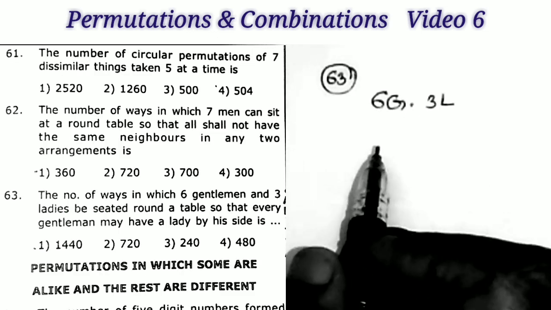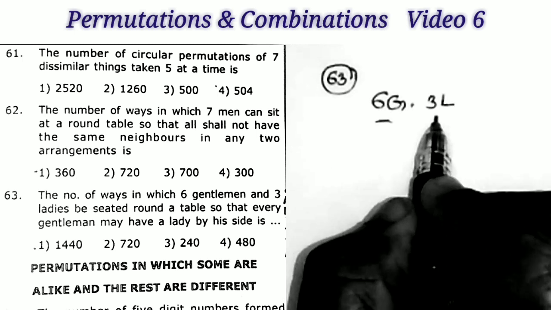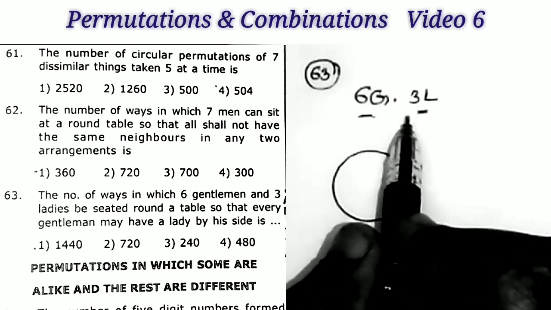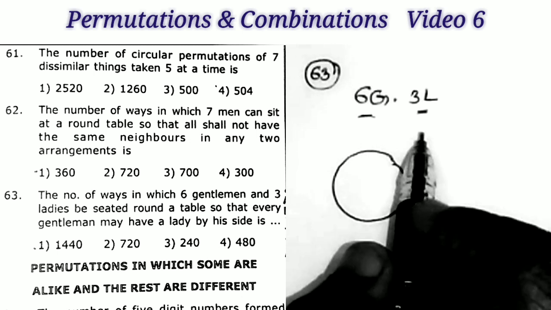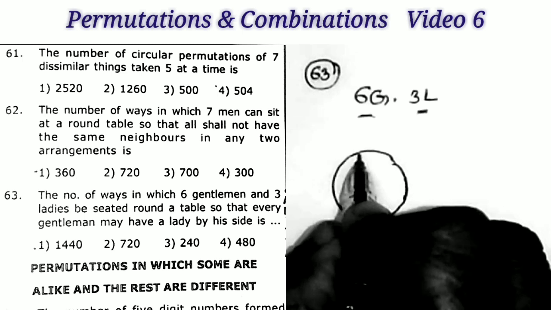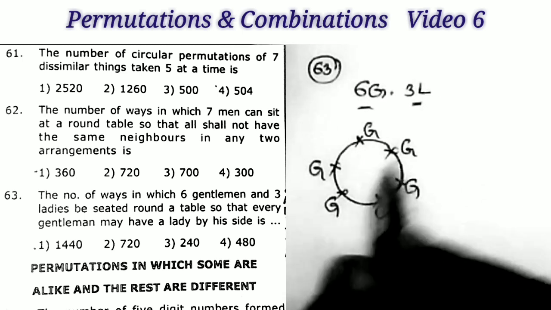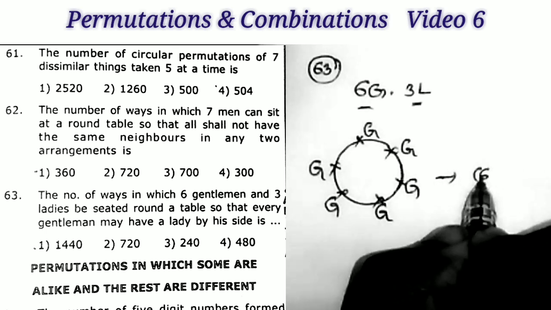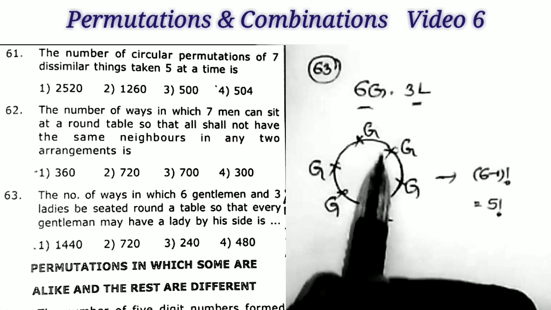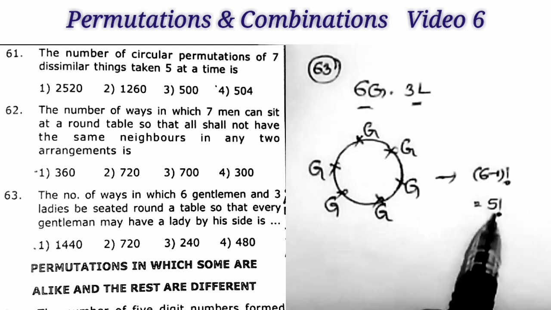Next question, sum number 63. The number of ways in which 6 gentlemen and 3 ladies be seated round a table so that every gentleman may have a lady by his side. Listen. First I am arranging the 6 gentlemen in a circular way. This can be done in 6 minus 1 factorial, that is 5 factorial. First I am arranging only the 6 gentlemen around a circular table. That can be done in only 5 factorial ways.